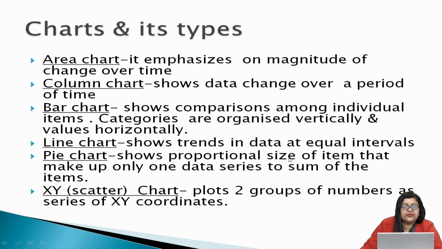Line chart shows the trends in the data at equal intervals. Pie chart shows the proportional size of items that make up only one data series to the sum of the items. XY scatter chart plots two groups of numbers as a series of XY coordinates.